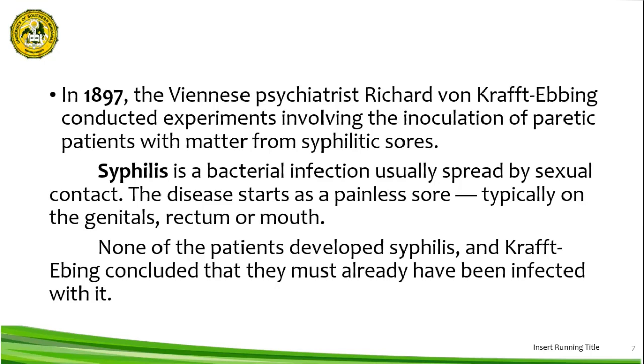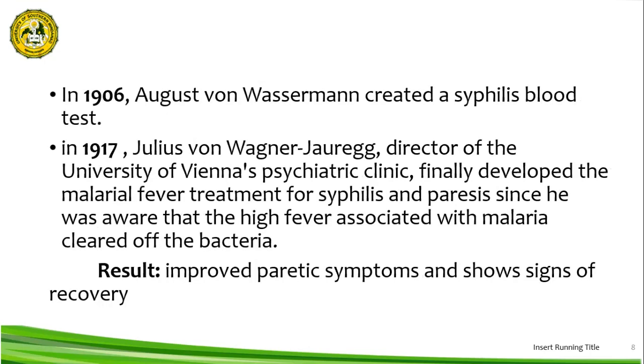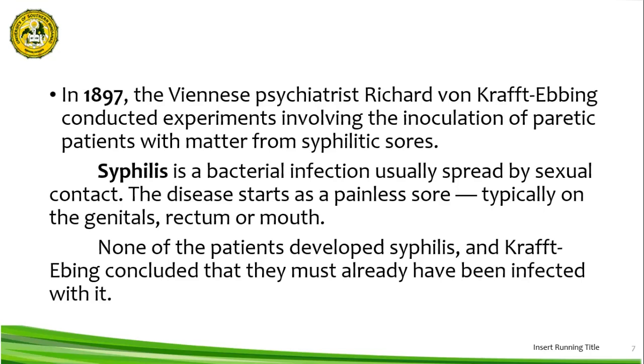We are always mentioning syphilis, and we do not know what syphilis is. So let us define it. It is a bacterial infection usually spread by sexual contact. The disease starts as a painless sore, typically on the genitals, rectum, or mouth. Syphilis spreads from person to person via skin or mucous membrane contact with these sores. Back to the experiment of Krafft-Ebing, none of the patients developed syphilis, and Krafft-Ebing concluded that they must have already been infected with syphilis. The discovery that syphilis is the cause of one form of insanity lent great weight to the idea that biological factors can cause abnormal behavior.